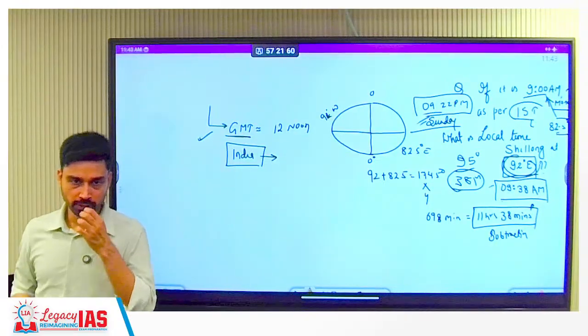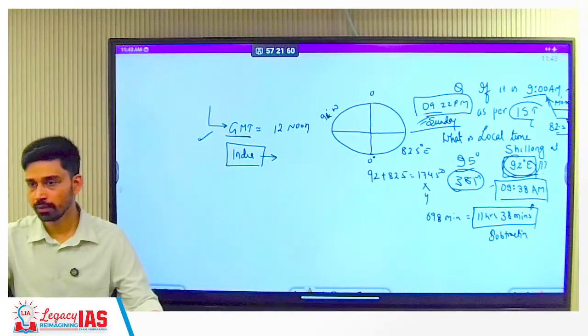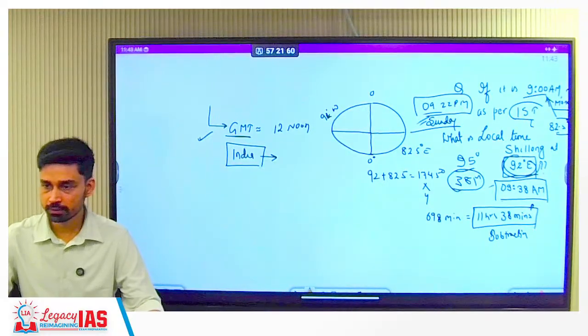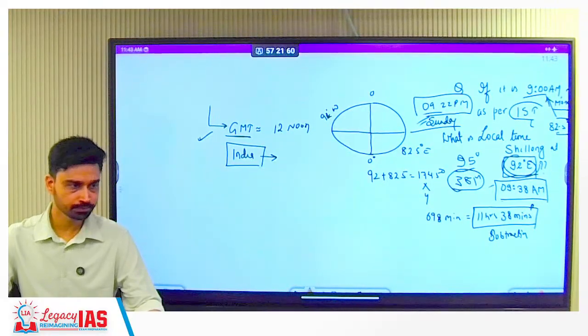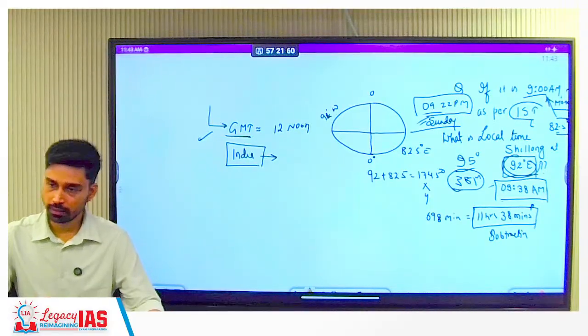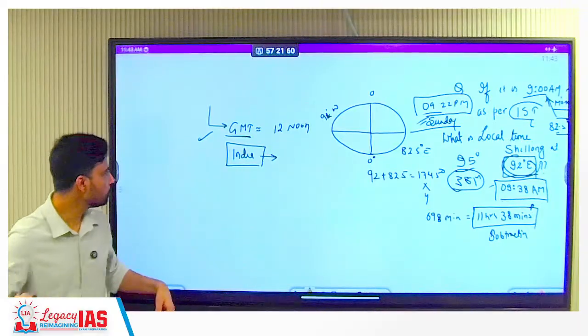Right, simple, because what is the longitudinal difference? 82.5 degree. 82.5 into 4. Okay, that will be how many minutes? 330 minutes. 330 minutes means how many hours? 5 hours 30 minutes. We are moving to the east. That means what we have to do? Add. So 12 hour, that is 12 noon plus 5:30. That means what should be the local time in India?